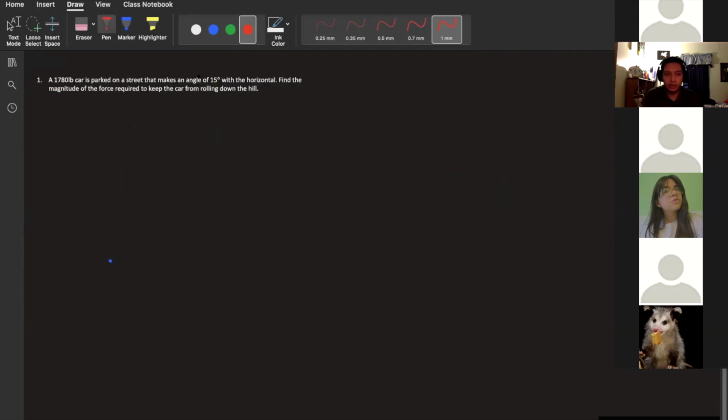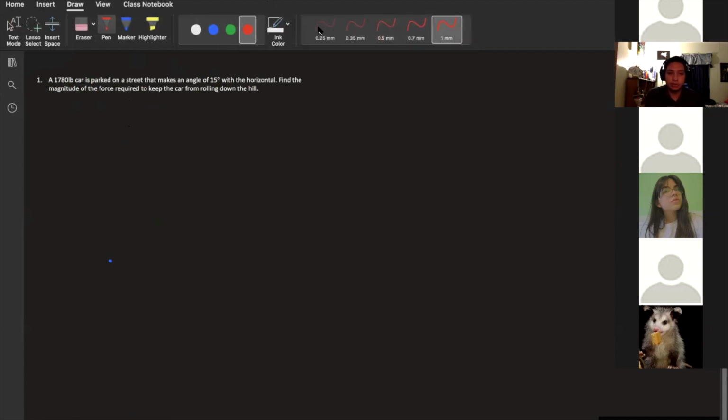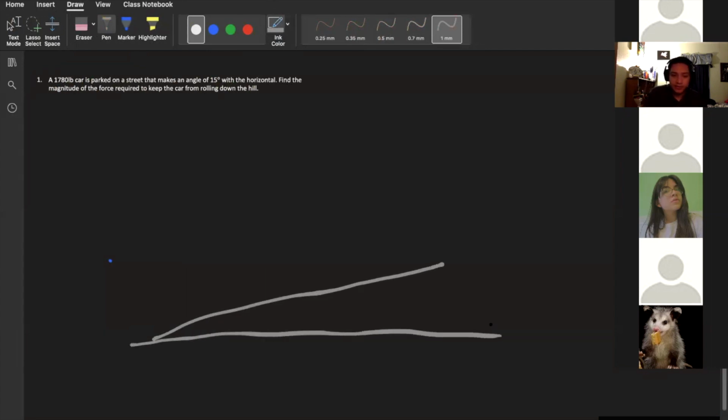A 1,780-pound car is parked on a street that makes an angle of 15 degrees with the horizontal. Find the magnitude of the force required to keep the car from rolling down the hill. Okay, so we have a street. Let's draw this. We'll use light gray. We have a street that creates a 15-degree angle. And we have a car, vroom vroom. That's a perfect car.